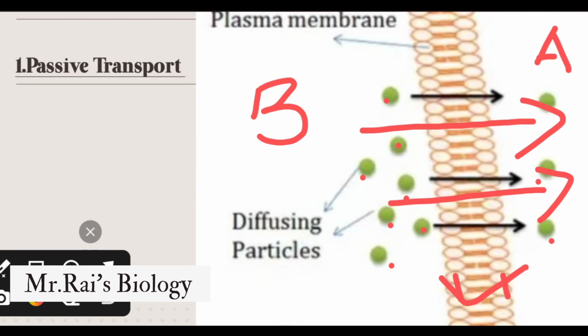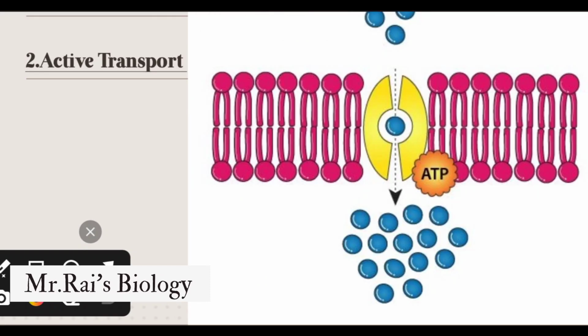The second one is active transport. In passive transport, the particles move from higher concentration to lower concentration. In active transport, it is the opposite: movement of particles from lower concentration to the higher concentration using energy. That energy is ATP.